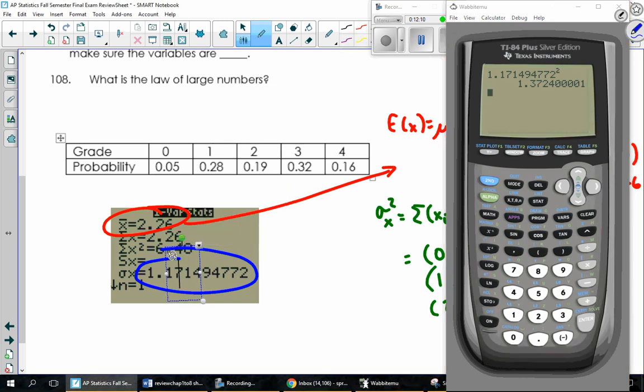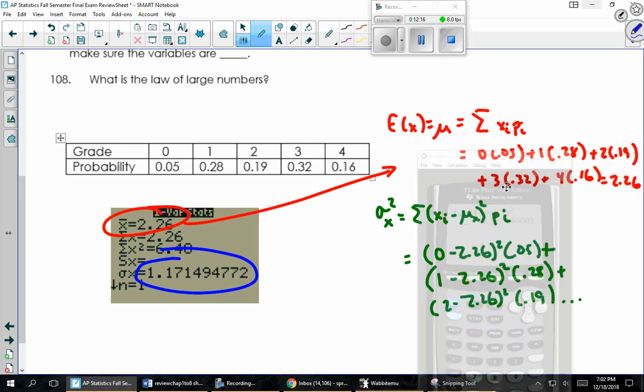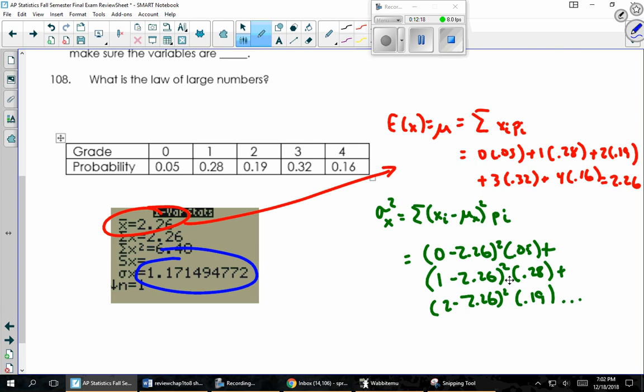Let me get rid of this thing. There we go. There's the variance, 1.37. That's what I would get if I worked all this out in green. 1.37 is the variance. And then this number right here is the standard deviation.